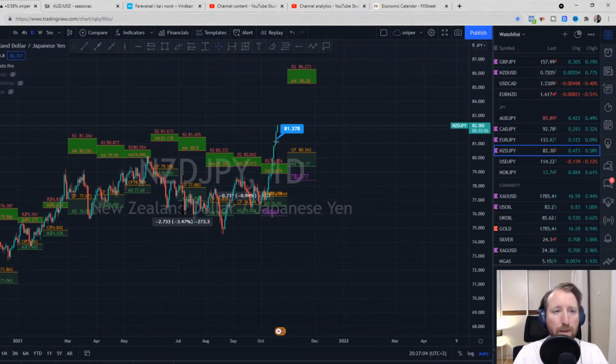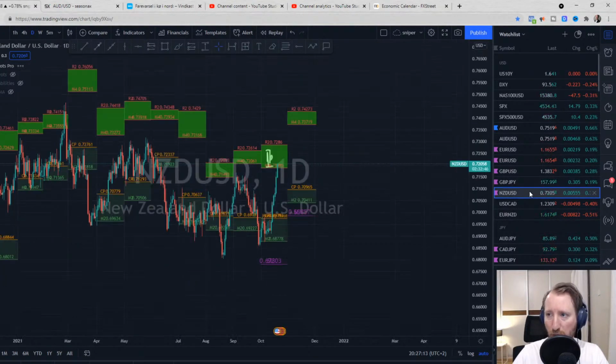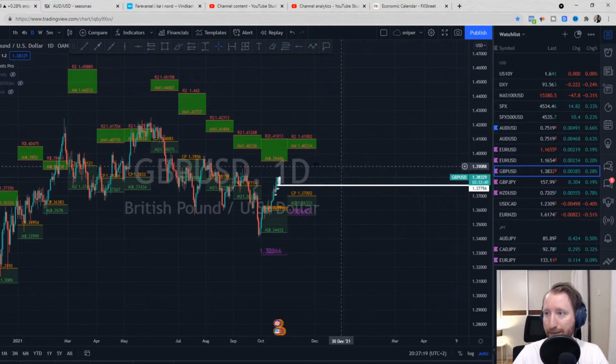What is the best pair to trade tomorrow? I am still on pound, and probably New Zealand dollar. No, not New Zealand. Pound dollar probably. Still the one that is valuable to trade higher.